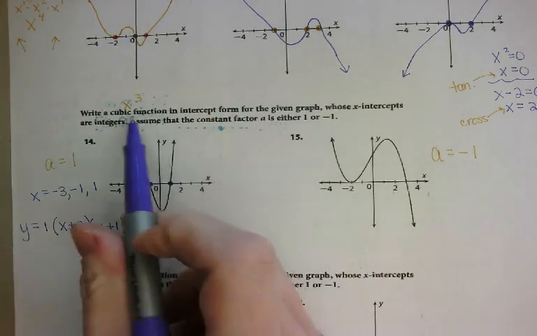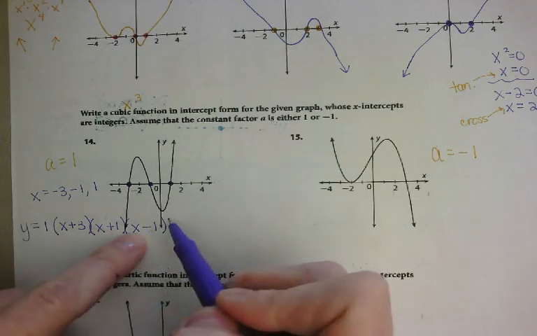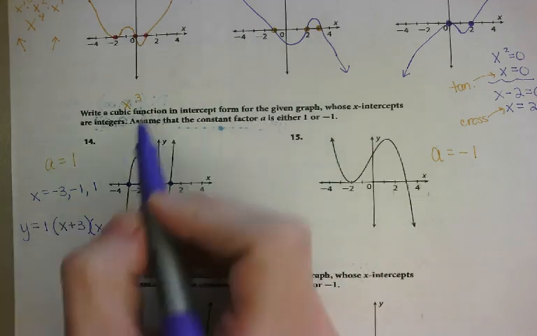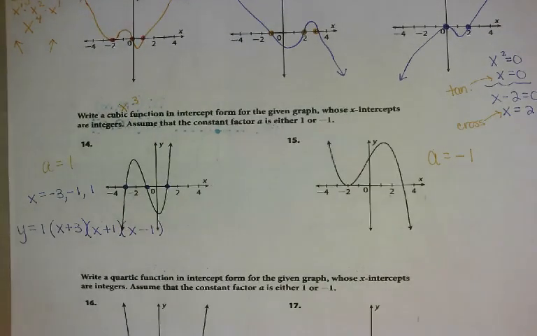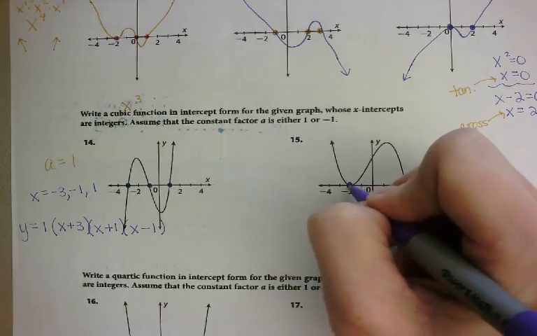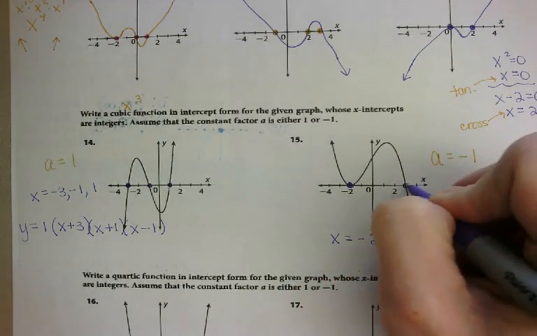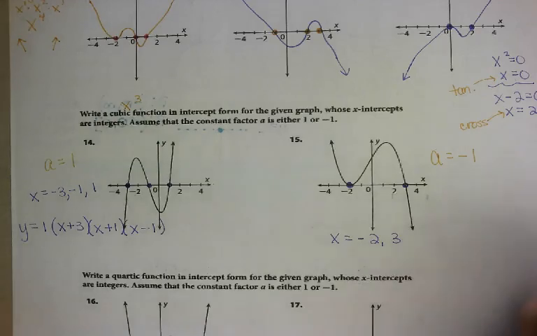Now, would this give me a cubic function? This is an x to the first, that's an x to the first, that's an x to the first, which would give me my 3 x's to make it a cubic. Okay. Looking at this one, I know I have an x-intercept at negative 2, and I have another x-intercept at 3.